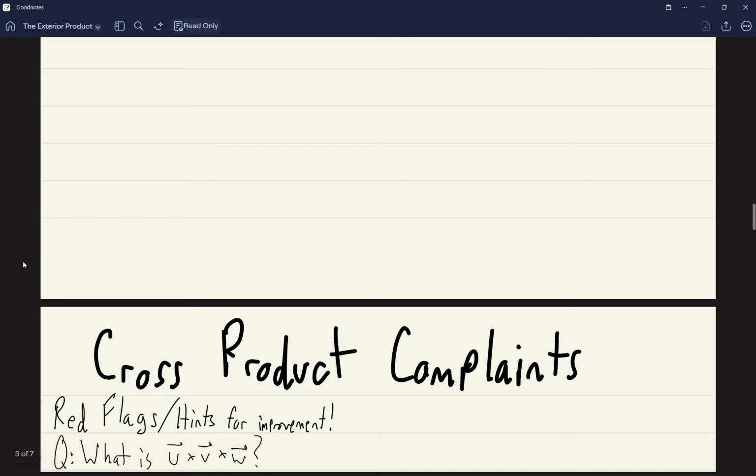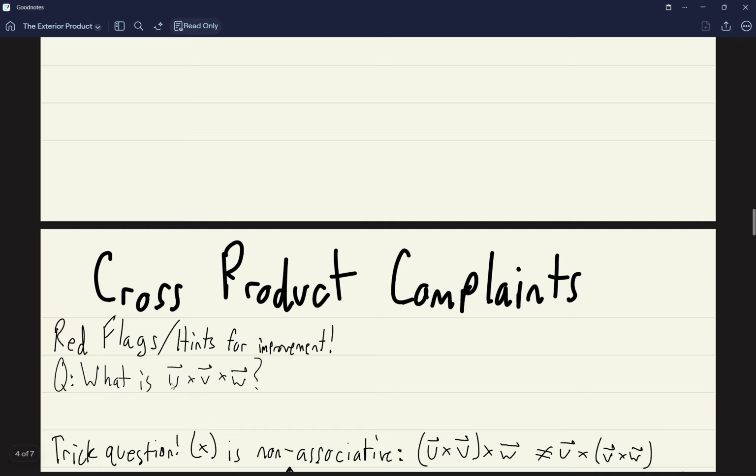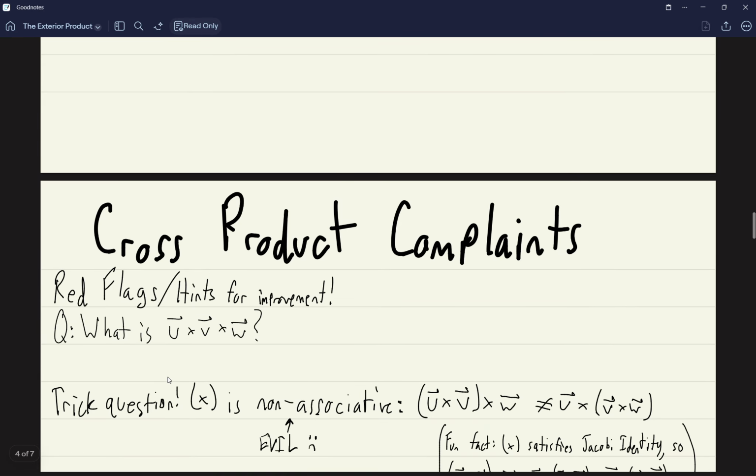So one question is, what is u cross v cross w? We already have this formula. We can compute the cross product of two vectors, so maybe you would try plugging this formula in to get the cross product of these three vectors. But this is actually a trick question, because this is not a clear expression: the cross product is not associative. Depending on where you put your parentheses, in which order you plugged your formula in and computed these terms, you would actually get a different answer.